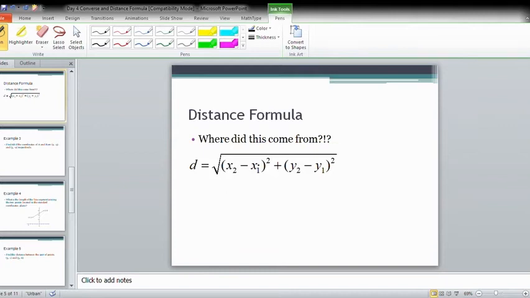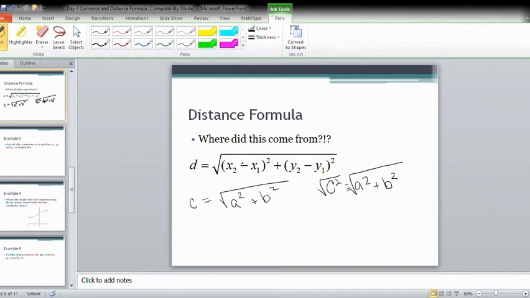So think about that. If I make D equal to C, my hypotenuse, and then I make x sub 2 minus x sub 1 equal to A, and I make y sub 2 minus y sub 1 equal to B, then I'm simply solving for C. If I wanted to get C by itself, I would just take the square root to get it all by itself. So that's where the distance formula comes from.